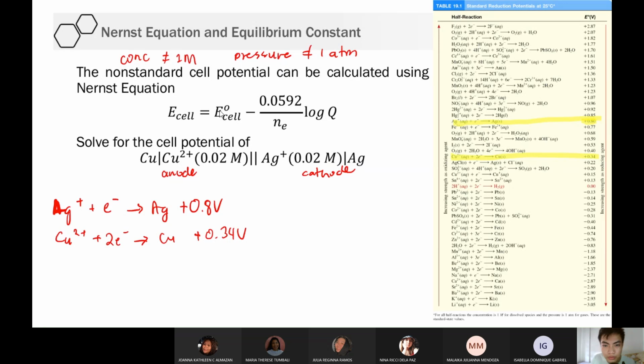Kapag non-standard yung cell nyo, what you're going to do is to, di ba, hanapin mo anode, cathode dito. Ganun pa rin, katulad ng kanina. But this time, you have to copy the equation. You have to copy the equation because you will apply the Nernst equation dito. Okay? So, let me show you how. No? Pakita natin. Let me copy the Nernst equation.